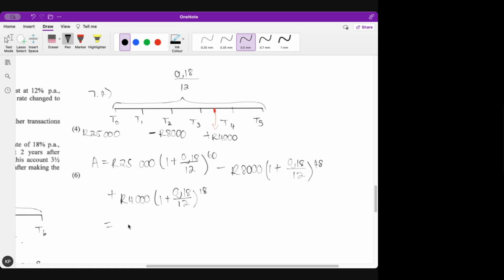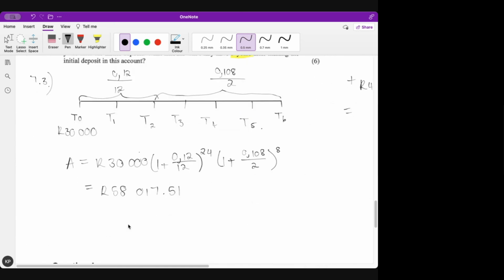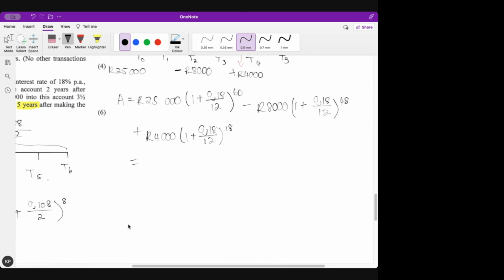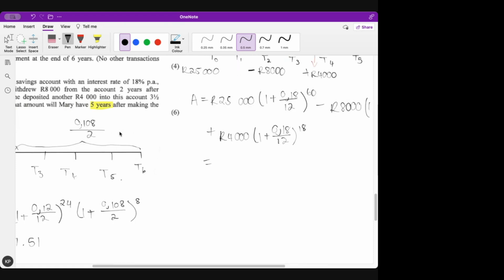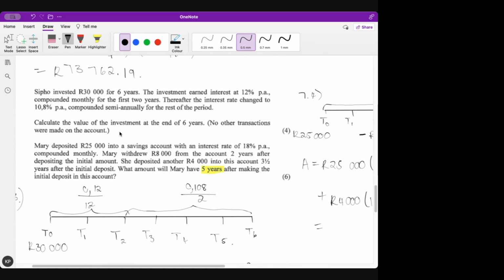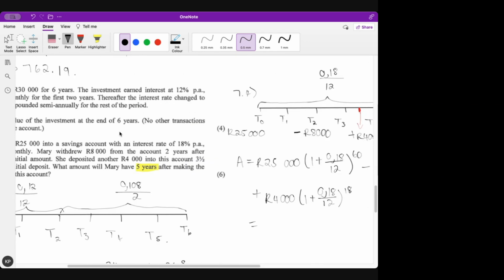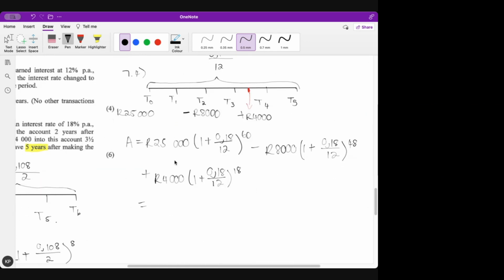Does anybody else have an answer? Just so I compare, because I'm not going back to work this out again. 49,962. Okay, it seems we all agree.